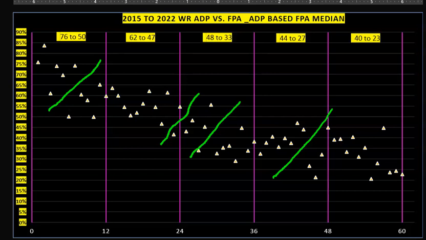So does that mean what? Don't pick a wide receiver? No, I just think you do your due diligence and find that outlier of the top 6. Okay?